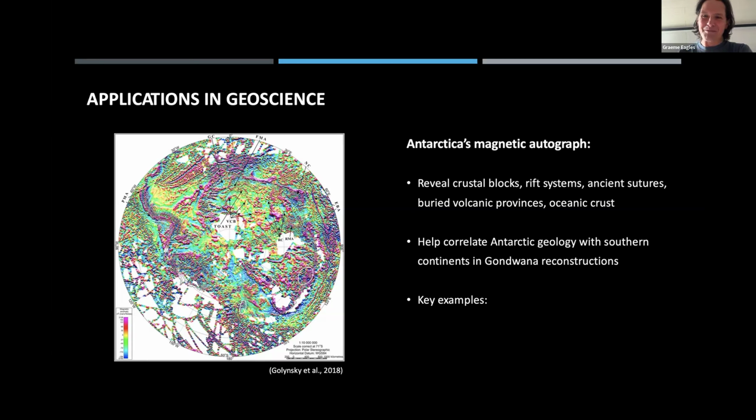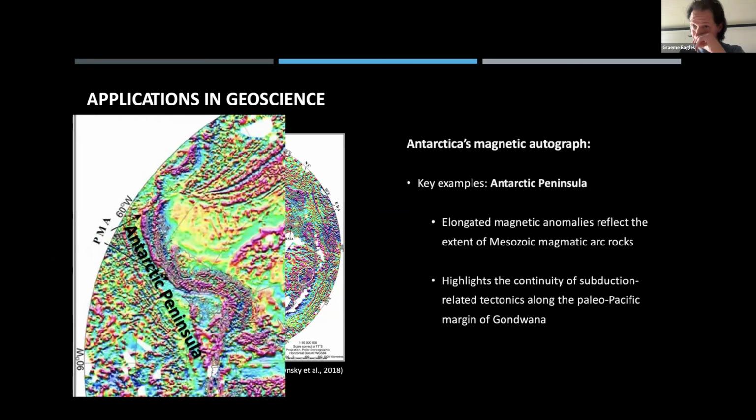Crustal blocks, rift systems, volcanic provinces, and the surrounding areas of oceanic crust. I hope that we can also show you with this signature here that we can use the second version of the compilation to correlate Antarctic geology away from the handful of outcrop information that we have well into the continental interior. Use with a couple of examples here now.